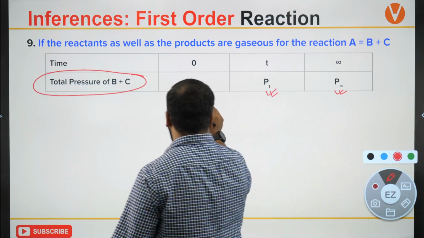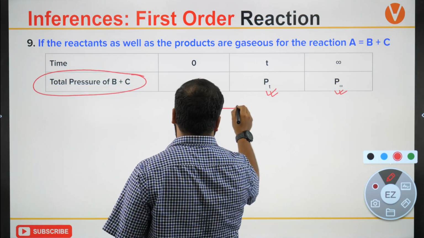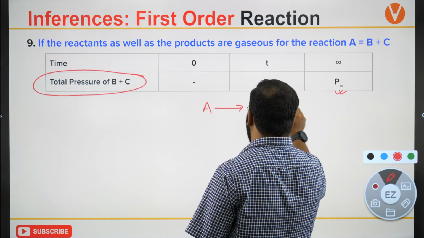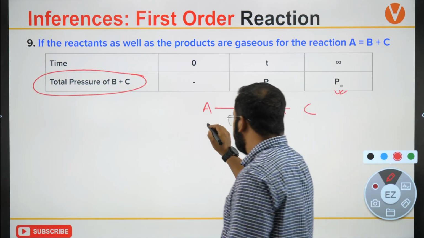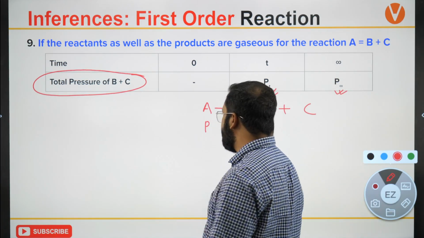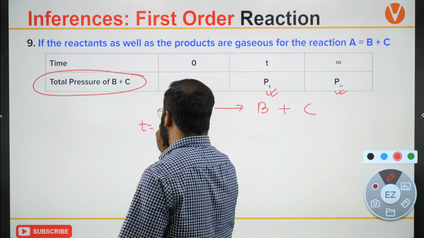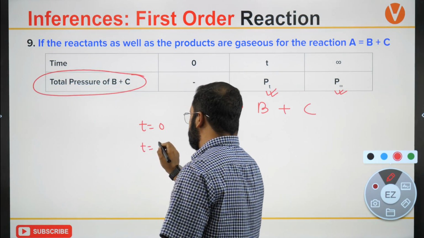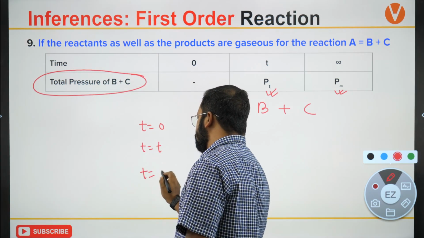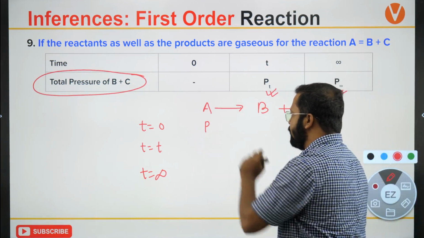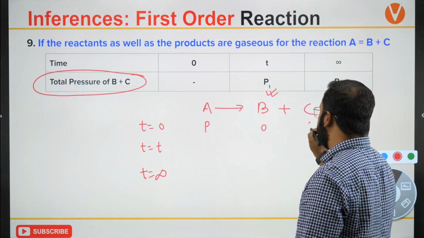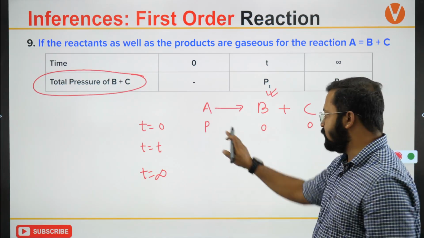Clear? So you write this, A changes to B plus C. Okay, let's say I write this as T, time equals to 0, time equals to T, time equals to infinity. Okay, I write this as P. This will be 0 and 0 initially.